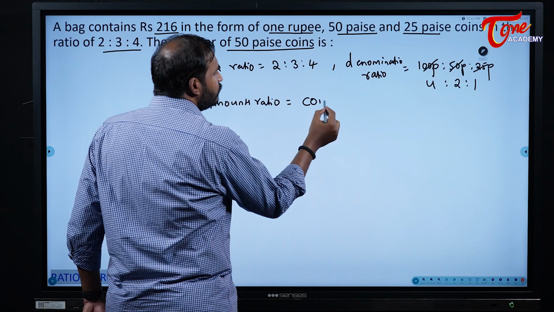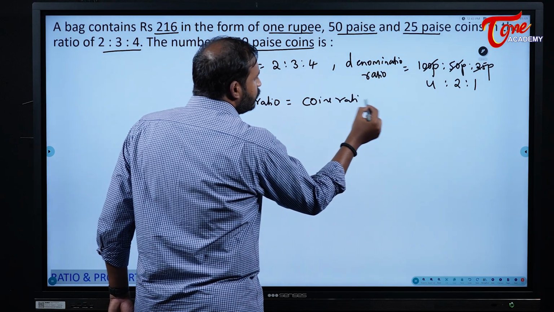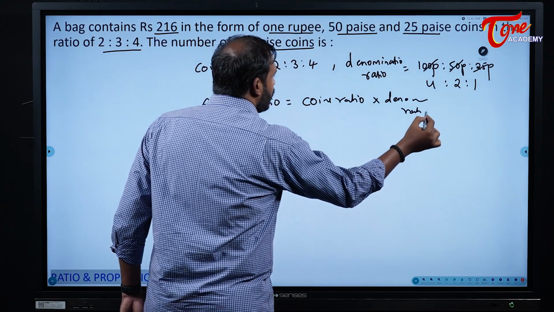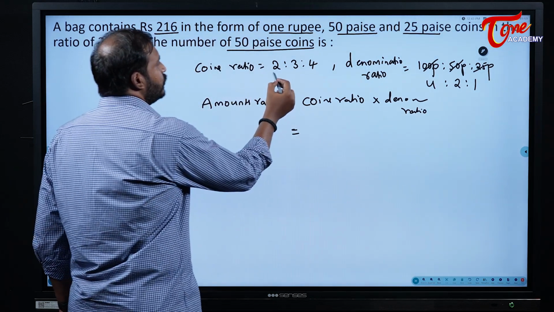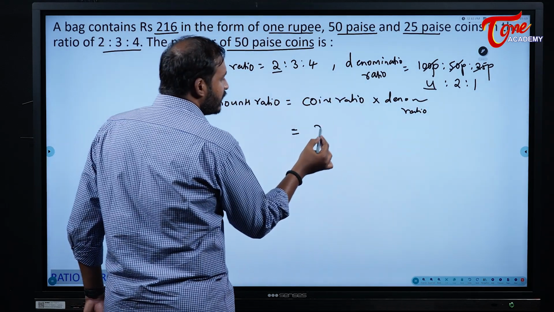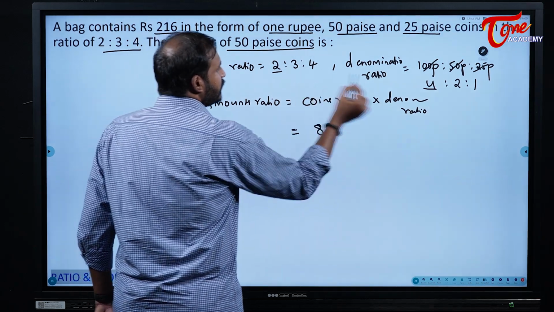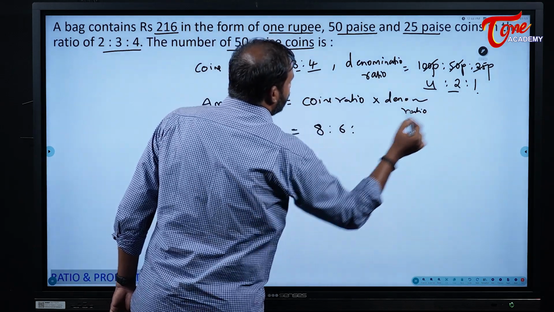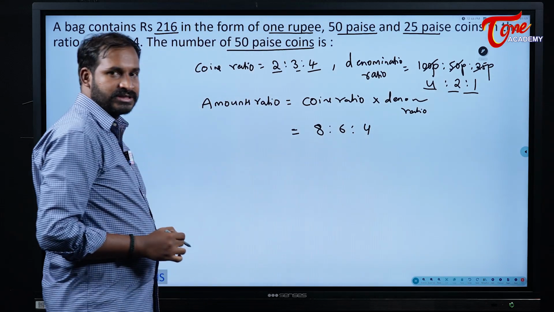Coins ratio into denomination ratio. Just now we have seen, coins ratio into denomination ratio. So what are the coins? 2 into 4, respective one with respective one. 2 into 4 it becomes 8. 8 is to 3 into 2, 6 is to 4 into 1, which becomes 4. 8 is to 6 is to 4.